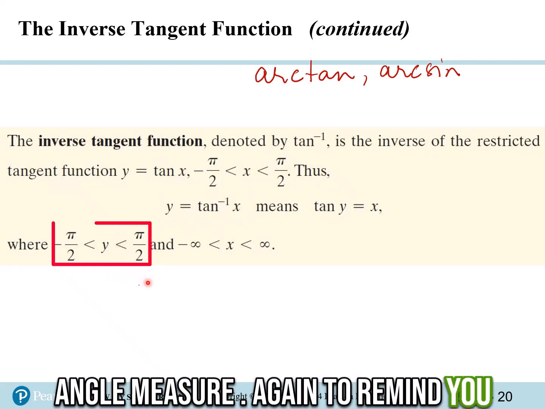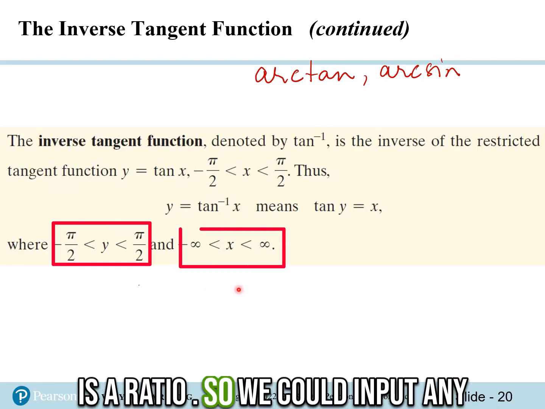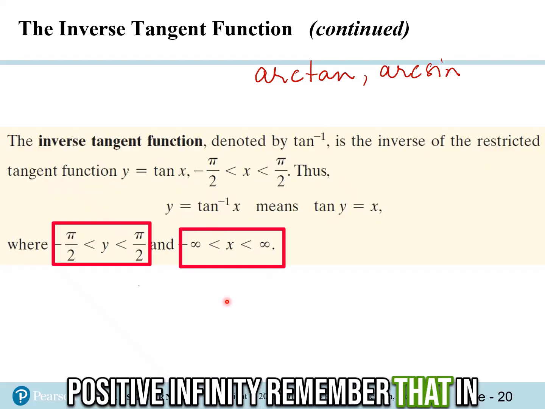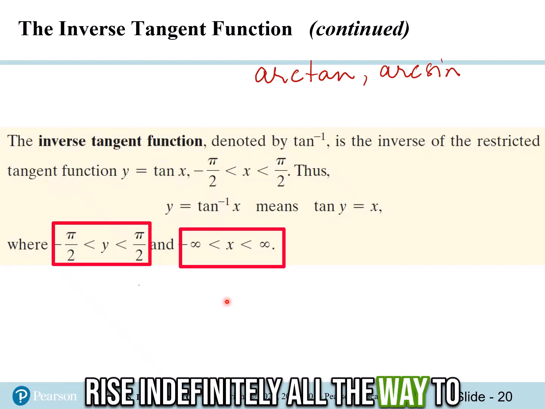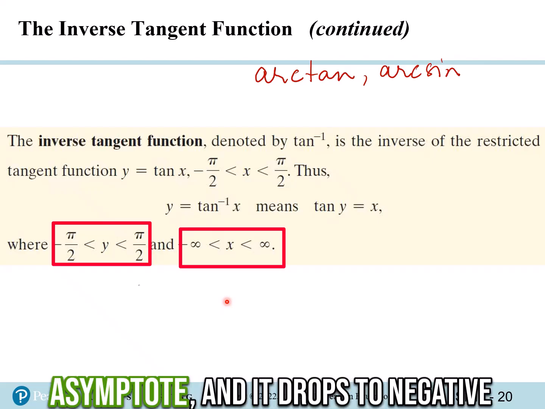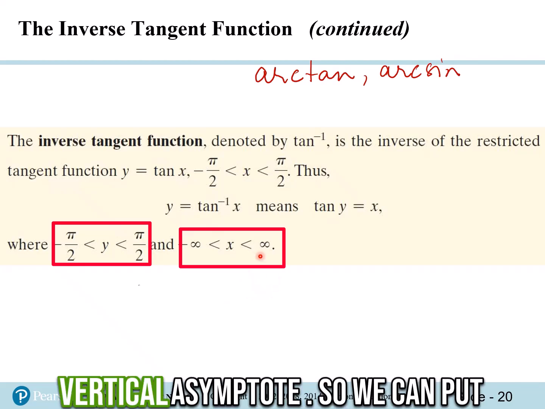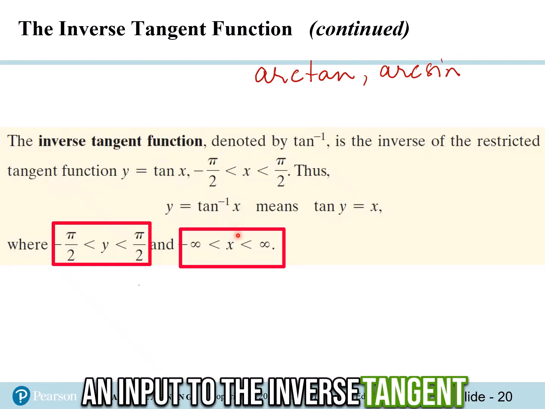Again, to remind you that in an inverse function, the input is a ratio. So we could input any ratios between negative infinity and positive infinity. Remember that in the tangent function, the ratios rise indefinitely all the way to positive infinity on its right-hand side vertical asymptote, and it drops to negative infinity along the left-hand side vertical asymptote. So we can put in any ratio within this interval as an input to the inverse tangent function.